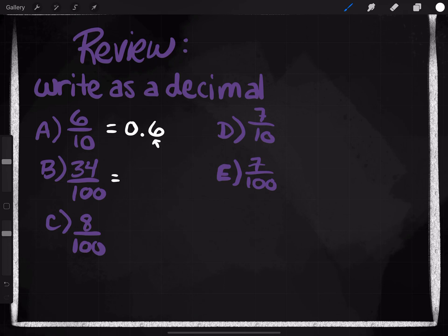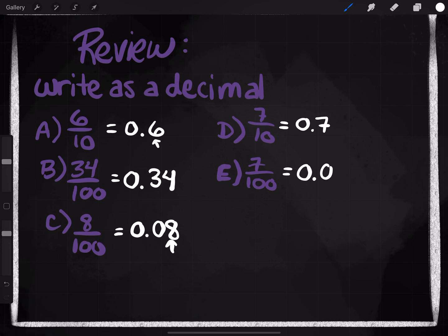And 34/100ths, you would write 0.34. 8/100ths, 0.08, because this is our hundredths place. 0.7 for 7/10ths, and 0.07 for 7/100ths. So again, hundredths place, tenths place.